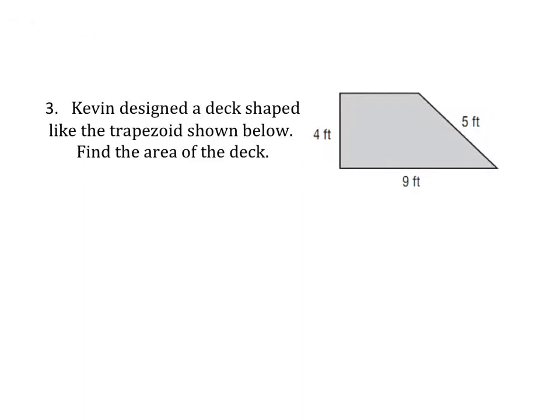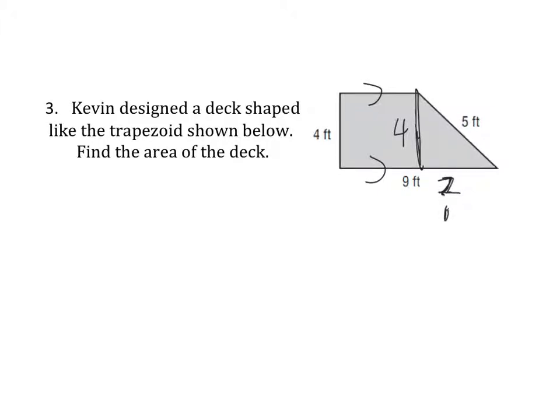So Kevin designed a deck shaped like the trapezoid below. Find the area of the deck. So it's a trapezoid. These are my two parallel sides. So if this is 4 feet, then if I draw a straight line here, that's also going to be 4 feet. But I've got to figure out what this is. I know the whole thing is 9. I've got to figure out what that is. That's a question mark.